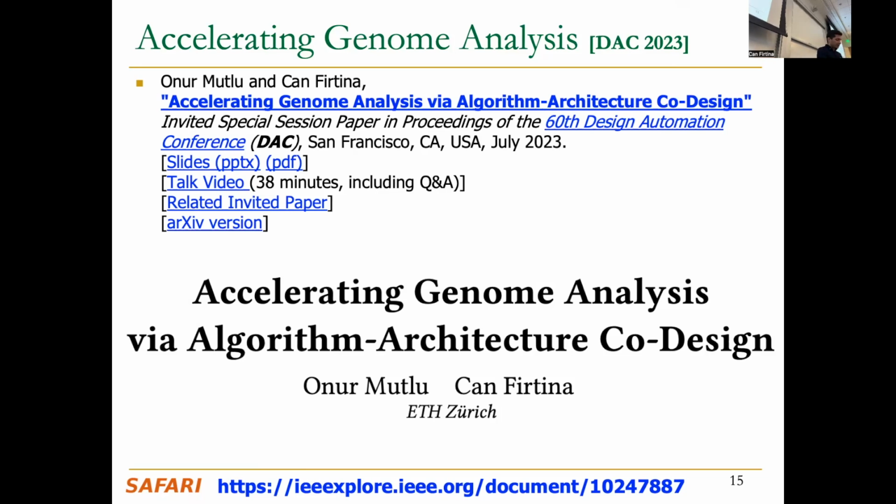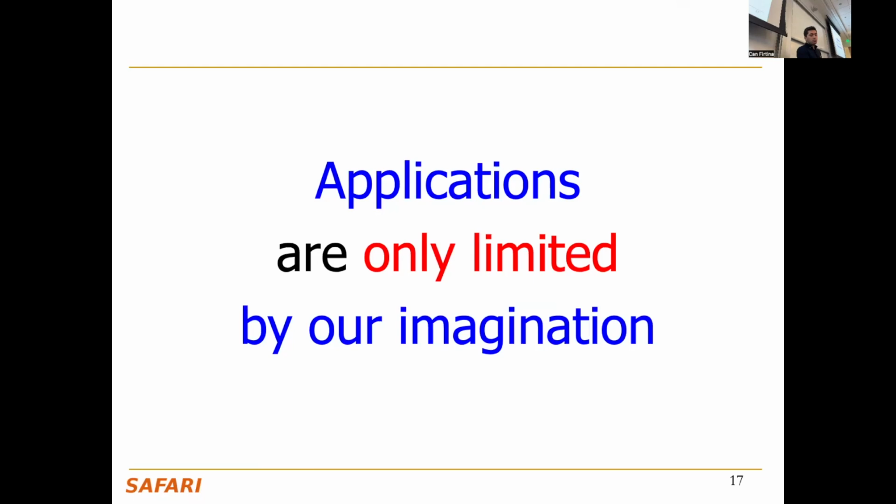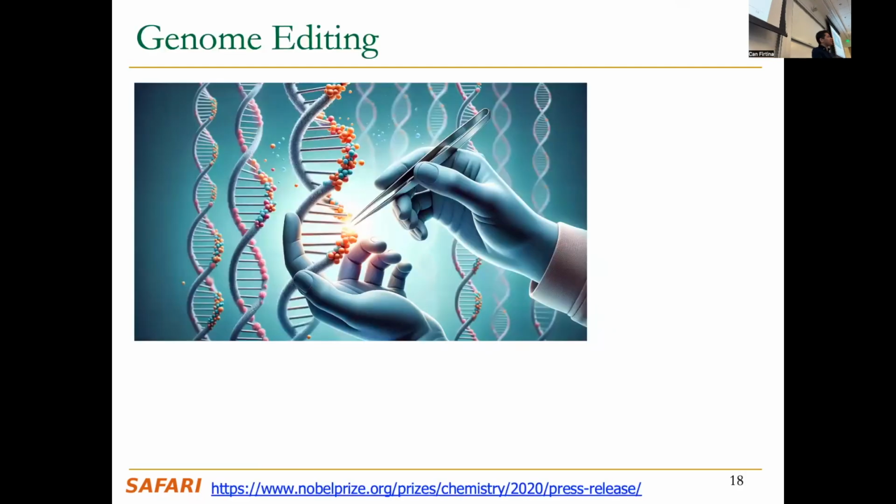And then we've written this positioning paper last year. This was an invited paper. So if you are curious about what the opportunities are for co-designing hardware and software together, you can take a look at this paper. As I said, we're mainly looking at the entire stack of computer architecture, starting from algorithm up until the device level, and then trying to co-design everything together. And basically, the applications are only limited by our imagination when we consider all these levels.